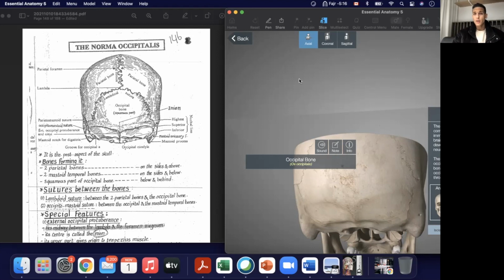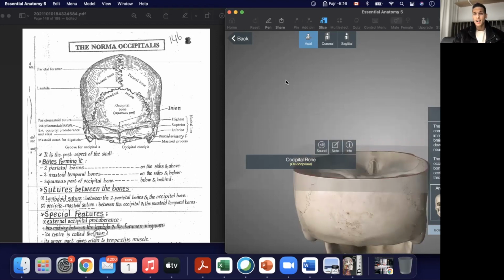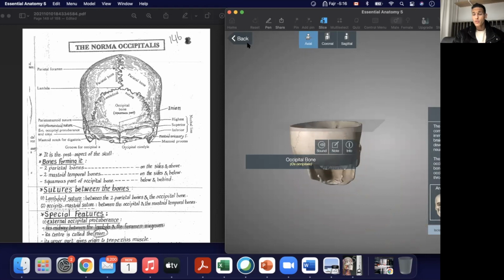Okay, very, very important. If you've ever been asked about the roof of the skull borders, this is what you say: the supraorbital margins, then you have the external acoustic meatus and the occipital protuberance on the back. So this is basically it. Okay.